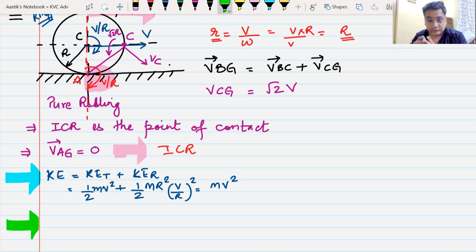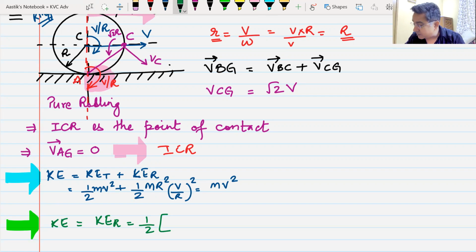I can either find it this way or do it the other way around. Why should I take translation and rotation when I can take it as complete rotation? So I can now find this as pure rotation. It does not have any translational kinetic energy because I am taking it as pure rotation about the point A. So now half into I. Remember, this I has to be the moment of inertia about the point A.